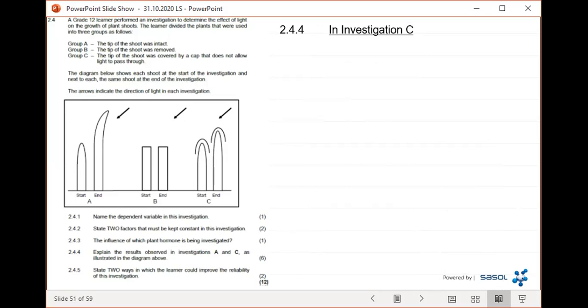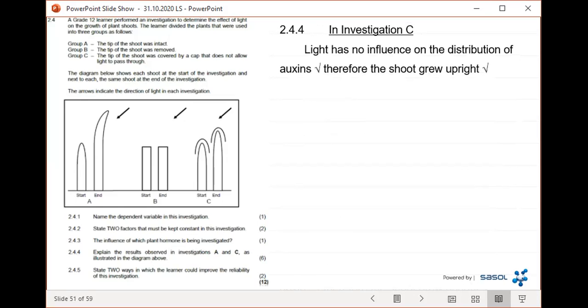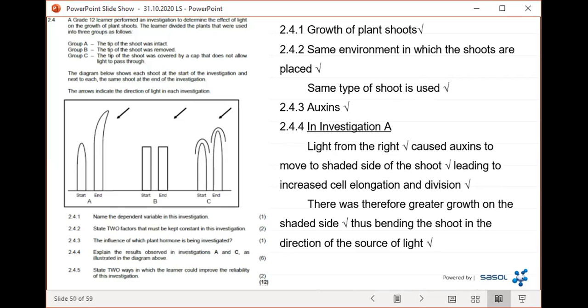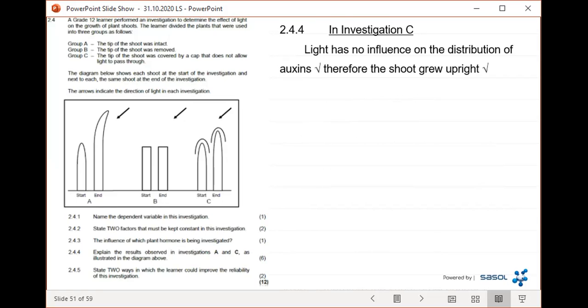When you go to investigation C, where the tip of the shoot was covered by a cap that does not allow light to pass through, right? And it also has a unidirectional light. So light has no influence on the distribution of auxins. Therefore, the shoot grew upright, right? So for investigation C, you would get 2 marks, and for mentioning what happened in investigation A, you are allocated 4 marks. All right, so any 4 points mentioned in investigation A, you get them, and then any 2 points mentioned in investigation C, you get your full 6 marks.